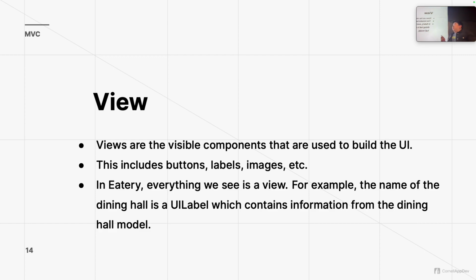Okay, moving on. In addition to our models, we also have the views. This is what you're actually physically seeing on the app. They are the visible components that are used to build the user interface, or the UI. This includes buttons, labels, images, etc., any sort of thing that you see on the screen. Using Eatery as an example again, the dining hall would have a UI label for the name, a UI image for the image of the dining hall, potentially a table view to represent all the menu items, things like that. Those would be your views, things that you're actually seeing on the screen.